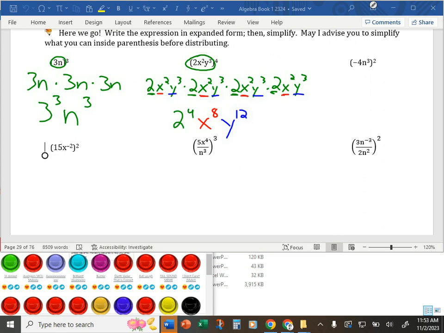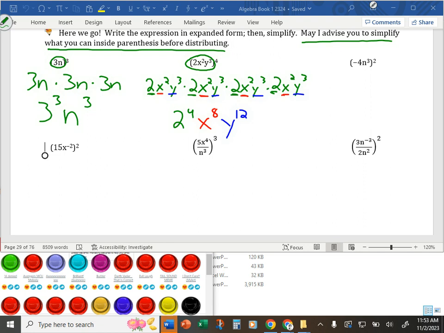And then y cubed, total 4 of them, that's y to the 12th. Okay? I'm going to get you started on a couple of these just because they throw in some other rules a little bit. That bottom one there, 15x to the negative second squared, I'd recommend, and I advise you up here, to simplify what you can inside the parentheses before you distribute. Because the more complicated your base is, the more complicated the simplifying is.